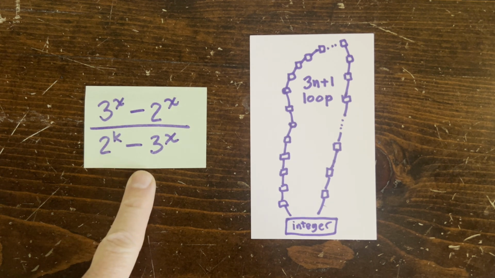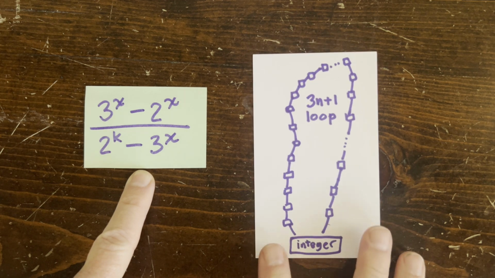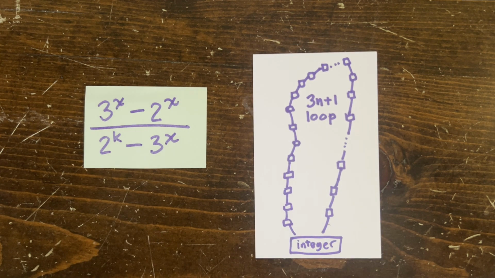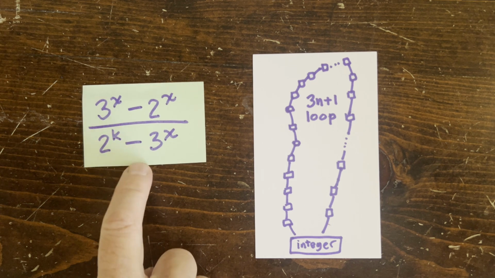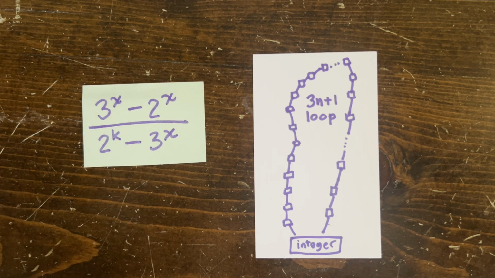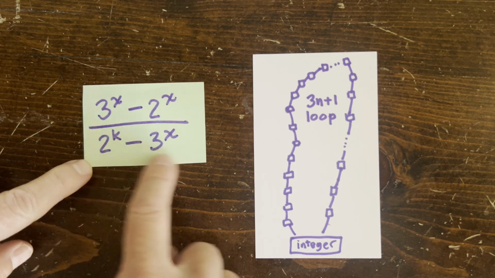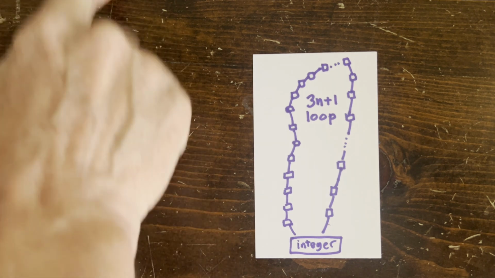Can this expression ever be an integer for some huge k and x? If so, we've got a huge 3n+1 counterexample loop that looks like this. Now, we know no such loop exists due to some heavy artillery that we don't understand. So is there a simpler, elementary proof? If there is, it'll require unraveling more mysteries of this denominator.